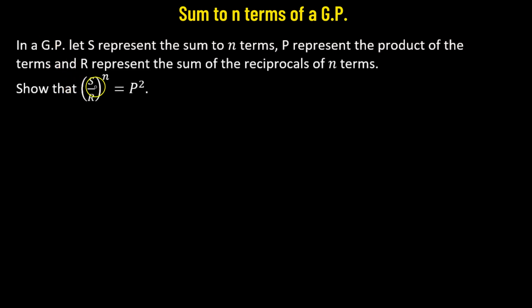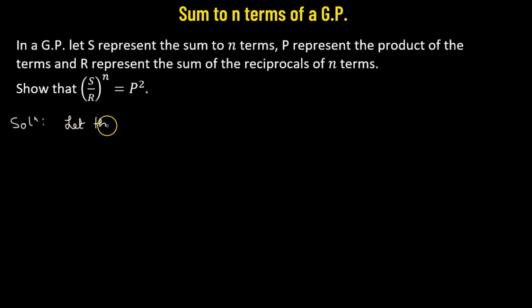We have a geometric progression where S represents the sum to n terms, P represents the product of the terms, and R represents the sum of the reciprocals of n terms. So we need to show that (S over R) raised to the power of n equals P squared. So let's begin. First, we will need to specify the first term and the common ratio of the given GP.